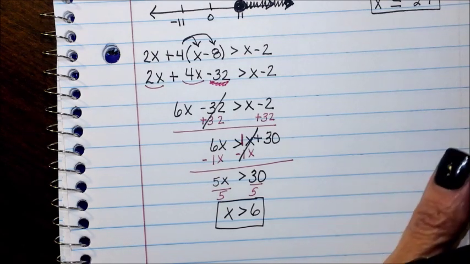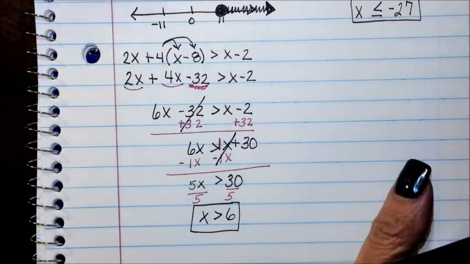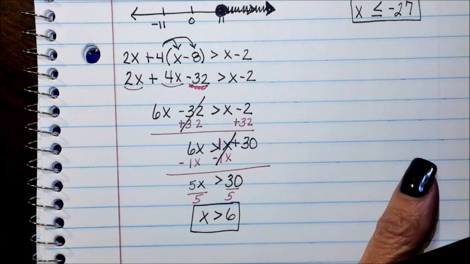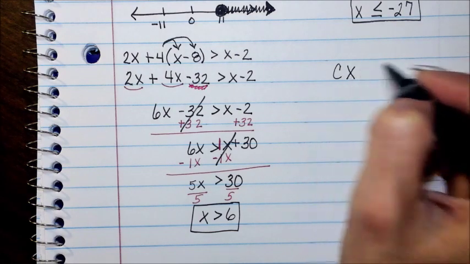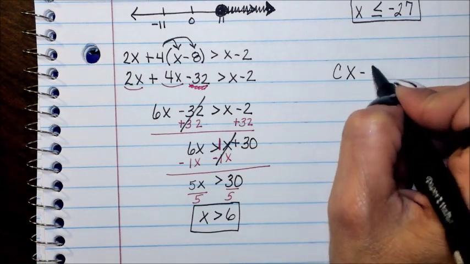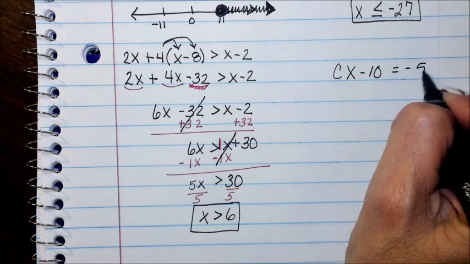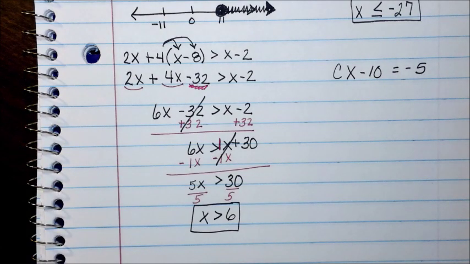All right, lots of inequalities. Let's solve. Solve for x. I think what they were trying to do here is a literal equation. Cx minus 10 equals negative 5. We'll just solve it. I'm not sure what they were doing on that one, but we'll just go with it.